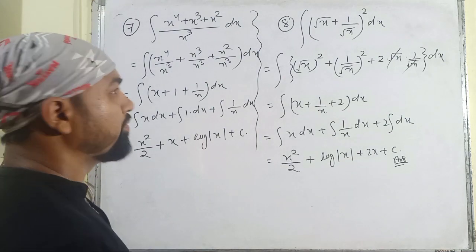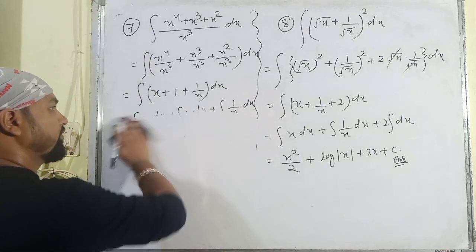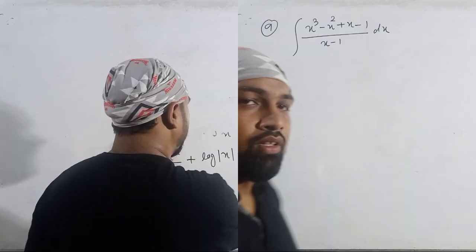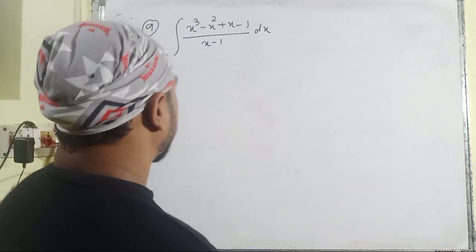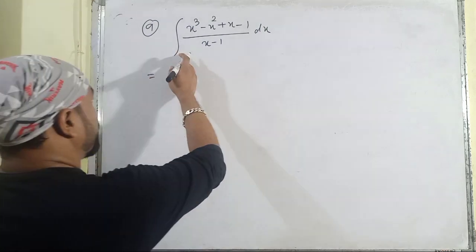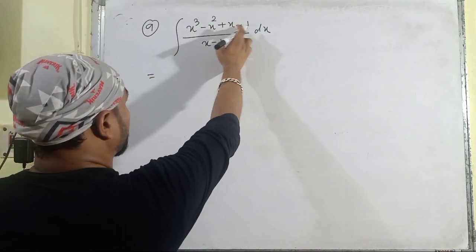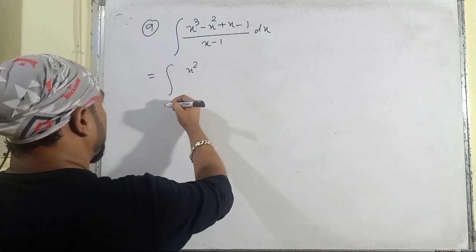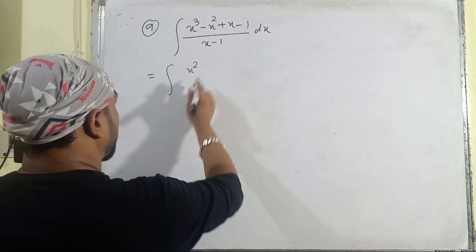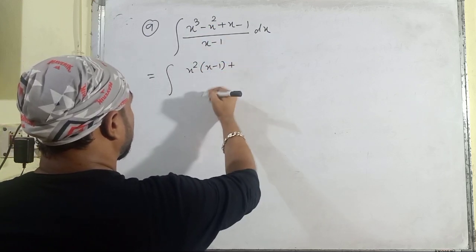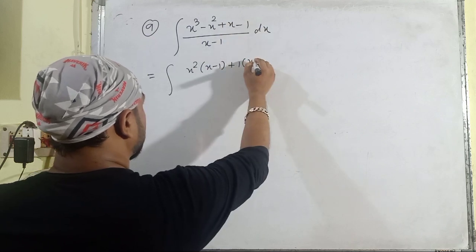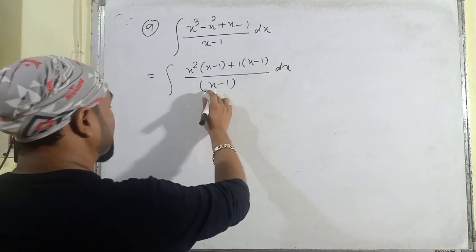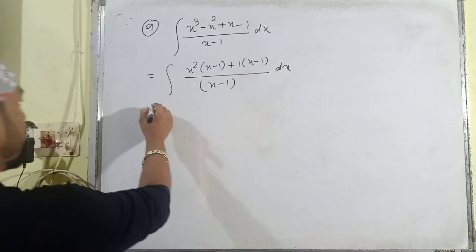Then coming to the problem number 9 and onwards. It is given that we have to evaluate the integral of x cube minus x square plus x minus 1, whole divided by x minus 1, with respect to x. Taking x square as common from the first two terms of the numerator, we have x minus 1, plus again taking 1 as common from the last two terms, it is again x minus 1 in the bracket, then the denominator is remaining here, x minus 1, and its integral with respect to x.